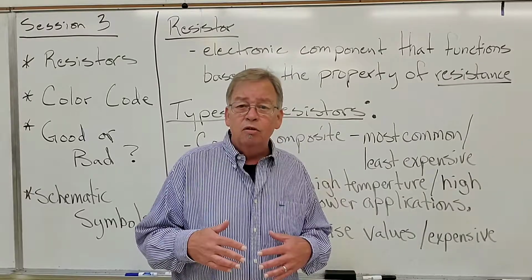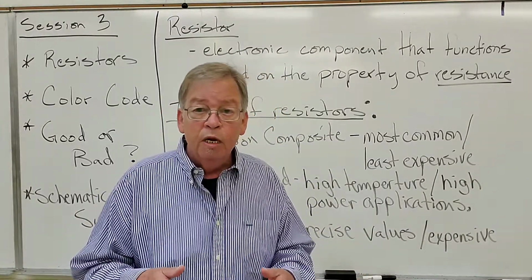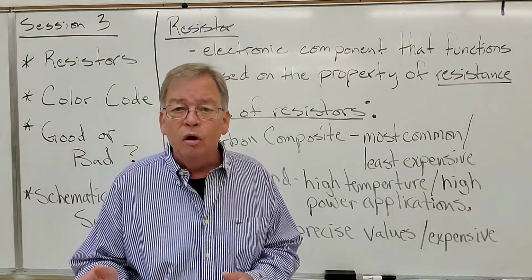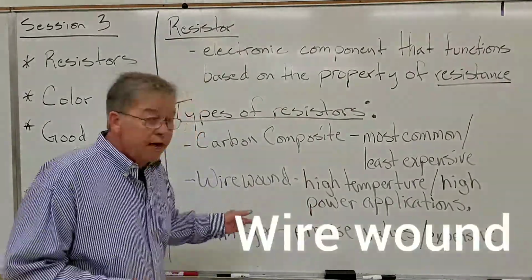So based on this variance in components, we need to determine how far off it can be and still be considered good. So we're going to be learning how to check resistors to determine if they're good or bad. That's really the whole point of this lesson. So the carbon composite resistor is the most common because it's the cheapest. And then the next one is the wire wound resistor.